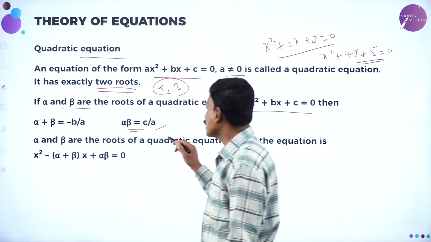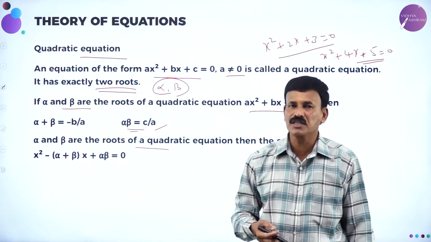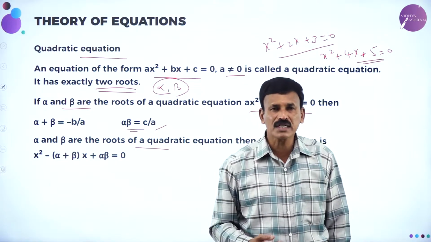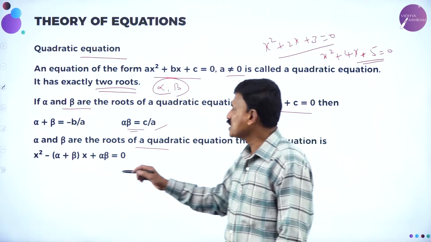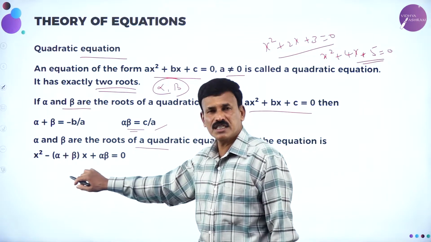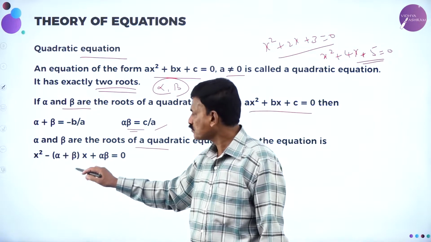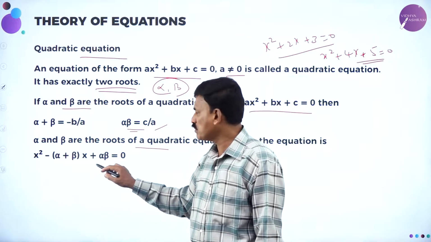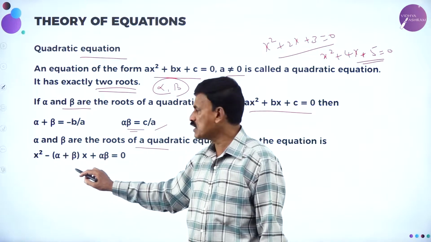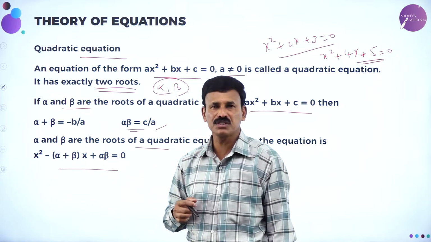Now these formulas are used whenever the roots of a quadratic equation are given. Suppose the roots are given; to form a quadratic equation just use this formula. If alpha and beta are the roots, then the required quadratic equation is x² − (sum of roots)x + product of roots = 0, that is x² − (alpha + beta)x + alpha beta = 0. This is a very important formula indeed.